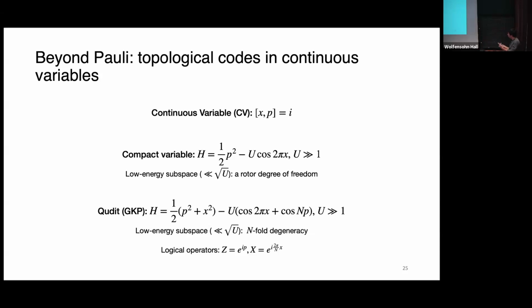We can do a little more by adding another term, cosine of some integer times p, on top of the cosine 2 pi x. And now we further identify x with x plus n, and we have a finite number of states. And this is the GKP code, the single mode GKP code. So in this language, at low energy, we have n-fold quasi-degenerate states, and the logical operators on this qubit are just e to the ip and e to the 2 pi over n x. You can check that they commute with everything, with these two cosine terms.